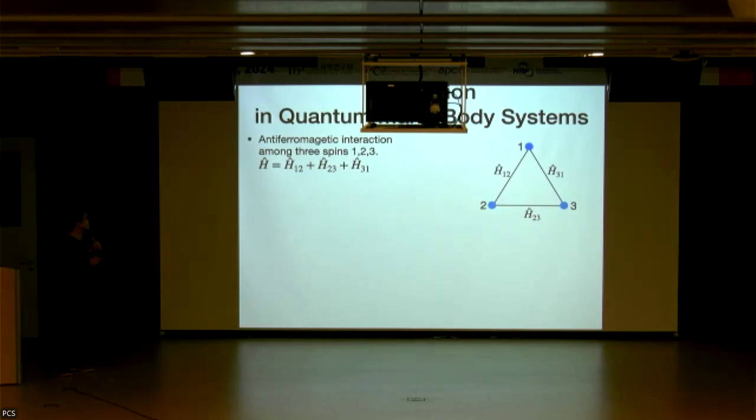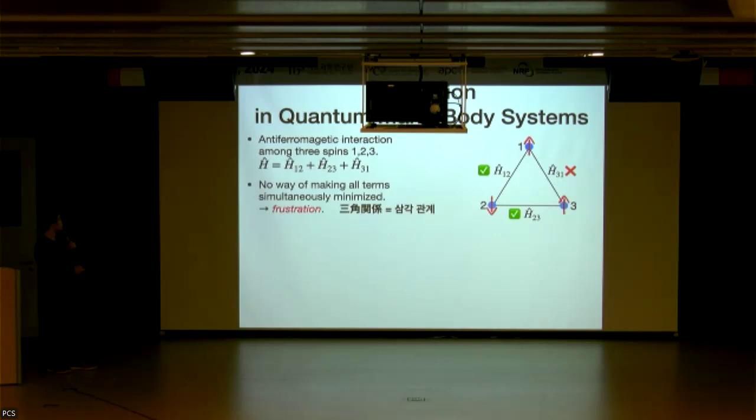So this is a frustration in quantum many-body systems. As an example, here I want to talk about 3 spins, 1, 2, 3. And I want to assume anti-ferromagnetic interaction among 3 spins. So every spin wants to align in an opposite direction. If I consider this spin configuration, I find the anti-ferromagnetic interaction between spin 1 and 2 are happy, 2 and 3 are happy, but 1 and 3 are not happy, right? So this situation, with no way of making all interactions simultaneously minimized, is called frustration.